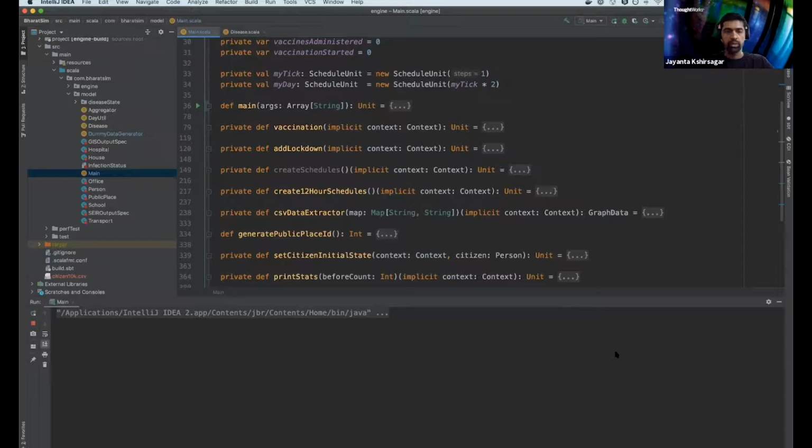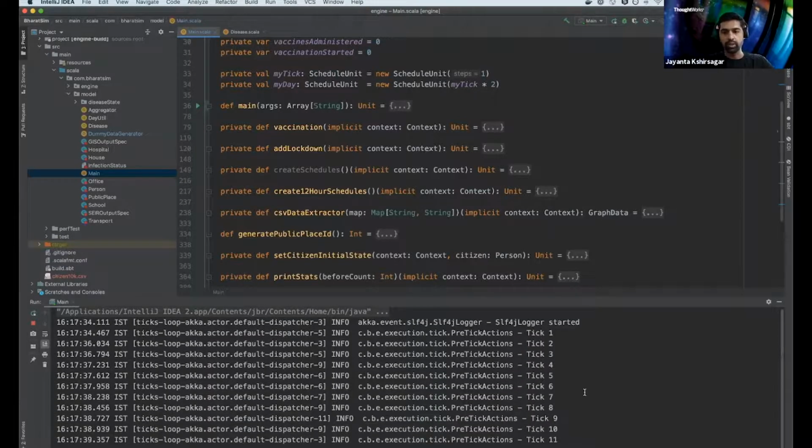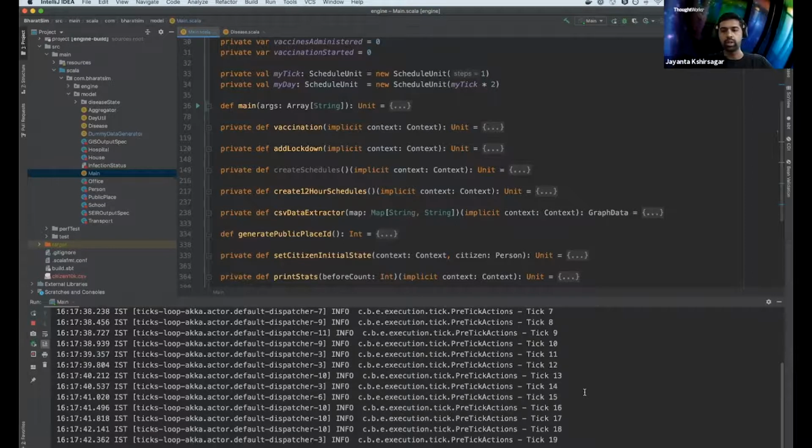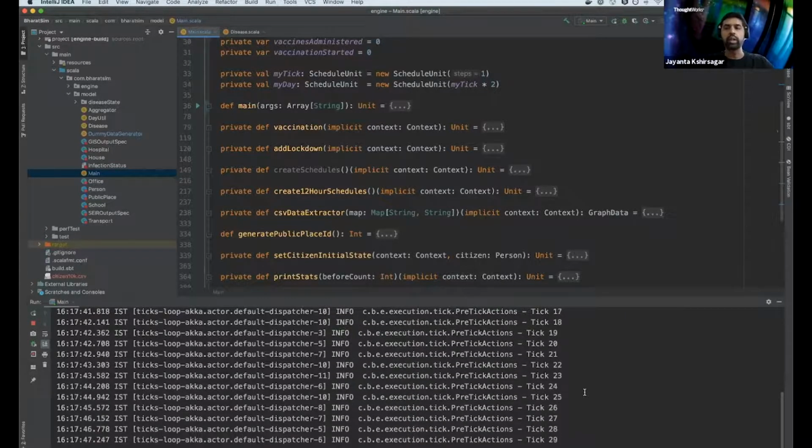So let's see it once it starts into action. Yeah, now the simulation has started. For example, I'm using a population of 10,000 people. That should roughly take 30 odd seconds to finish. By looking at this log, we see that in this specific model we have 12 hours a tick. So if you are at tick number 20, it means the simulation has completed 10 days of running.